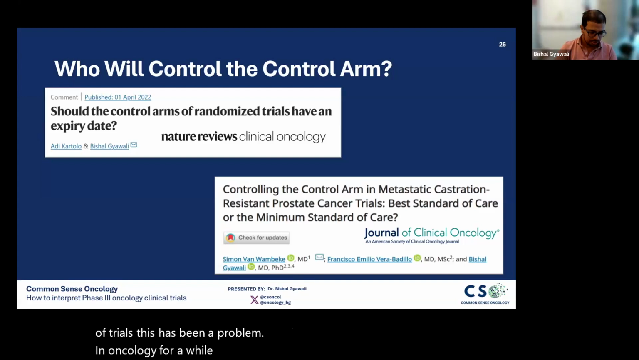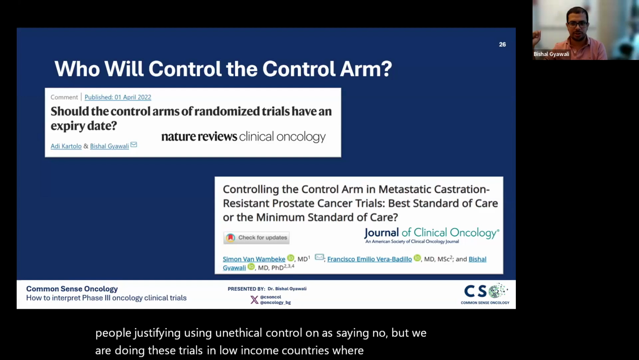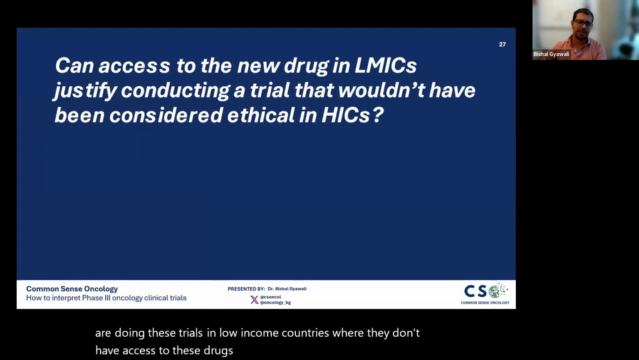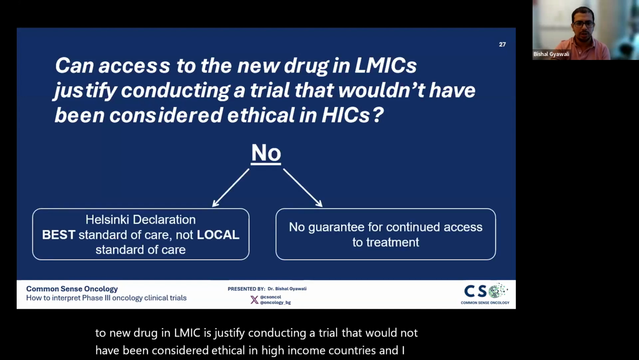So going back to the question about people justifying using unethical control arm as saying, oh, but we are doing these trials in low-income countries where they don't have access to these drugs anyway. So the question is, can access to new drug in LMICs justify conducting a trial that would not have been considered ethical in high-income countries? And I think the answer is no, for two reasons.